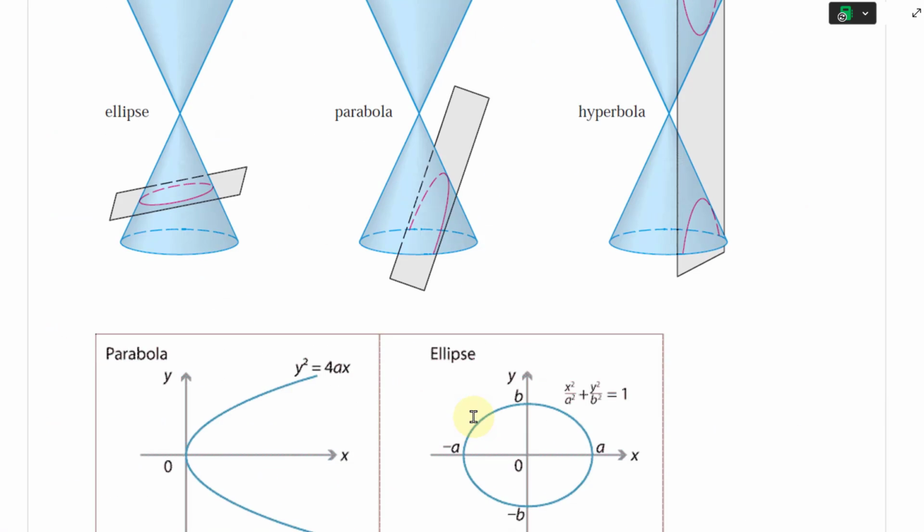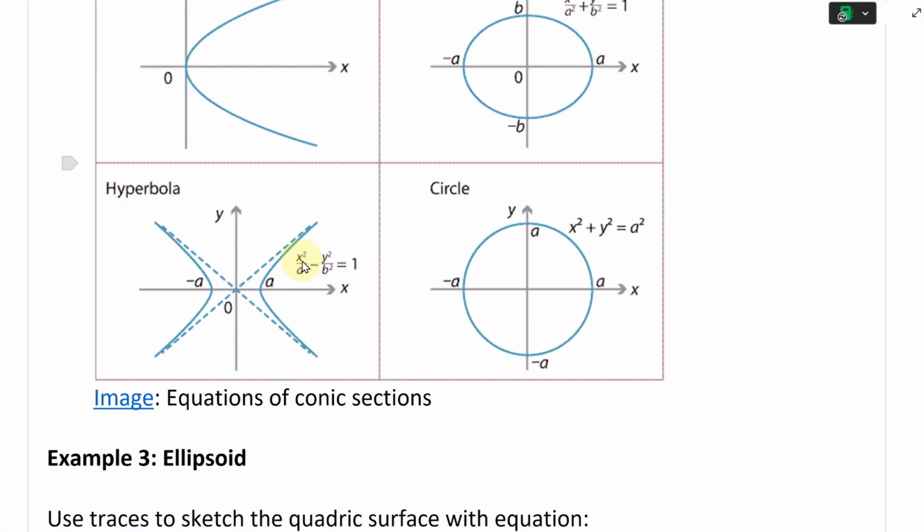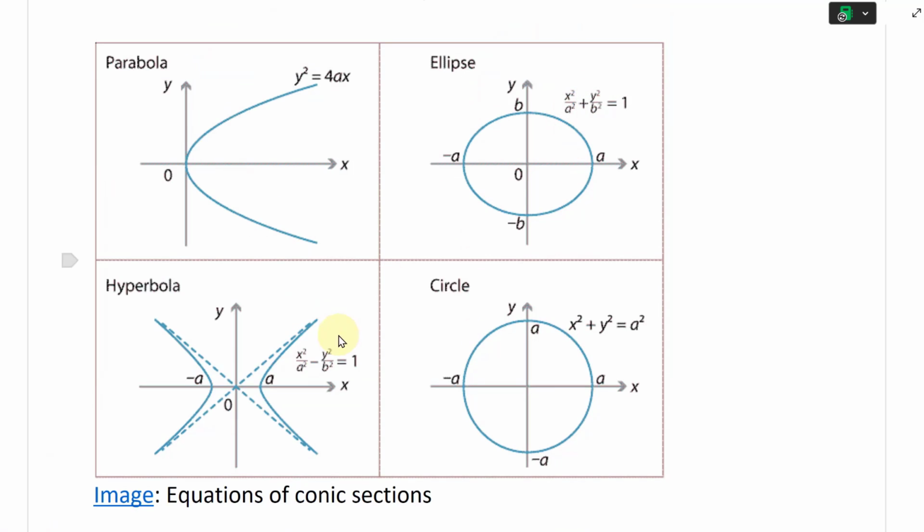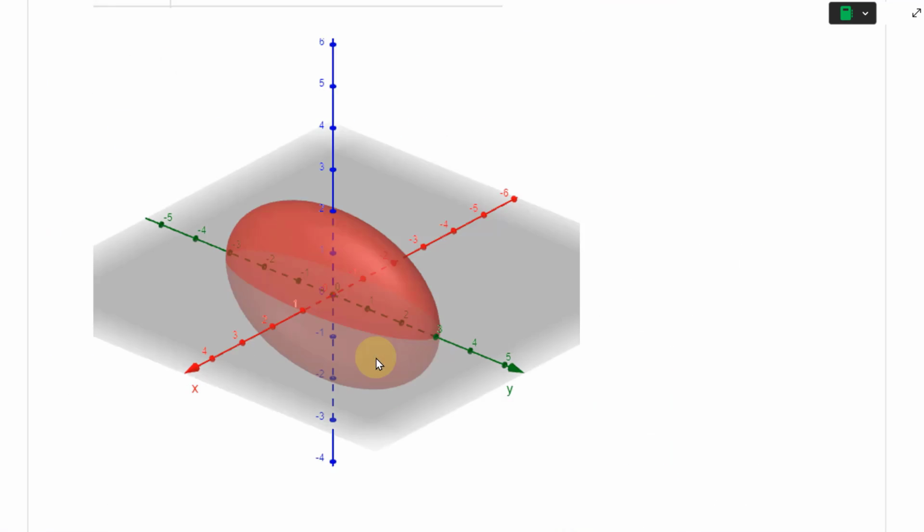And we can see that from our conic sections. There's a hyperbola, x squared divided by a squared minus, so there's that minus as opposed to the plus for the ellipse, minus y squared divided by b squared equals 1. So epic stuff there.